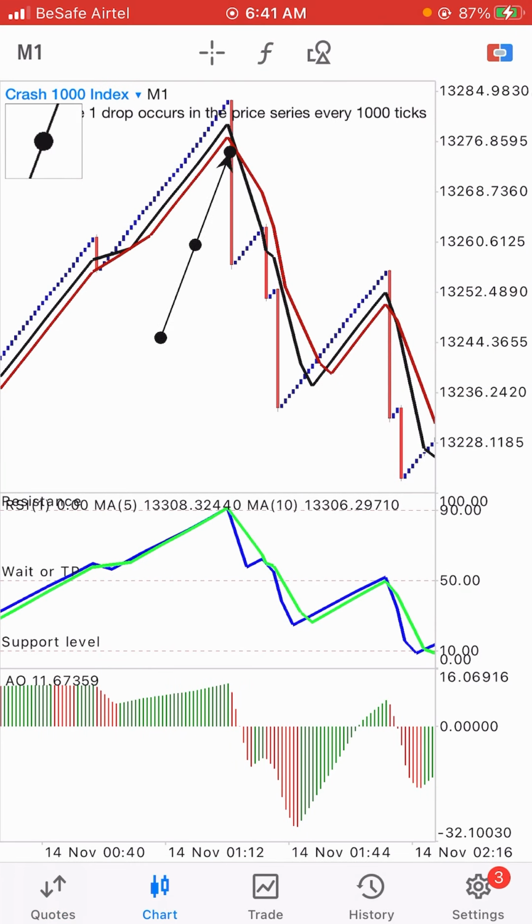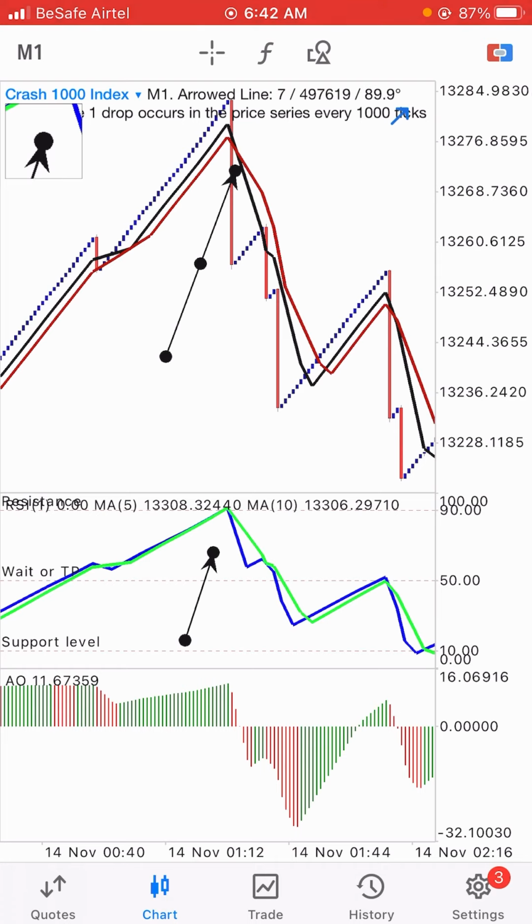When the two moving averages, the black and the red line, cross each other after one spike. Are you getting it? You wait for one spike to come. Then after one spike is there, you wait for the red and the black line to cross each other to the downside. That's our number one confirmation. Then the second confirmation is, you make sure that your moving averages have reached your resistance level, because you know, support level you buy, resistance level you sell. The support level you buy for Boom, the resistance level you sell for Crash.